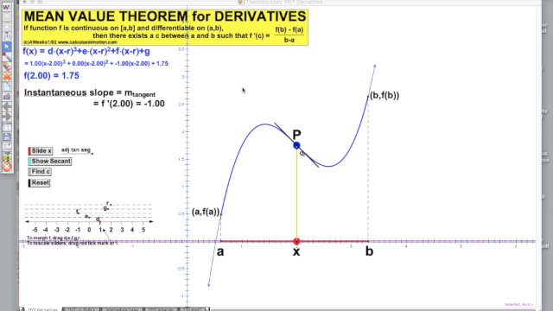One of my favorite theorems of the year. It's an important one. So if you remember from the first unit, we had the intermediate value theorem, and today we're going to talk about the mean value theorem.